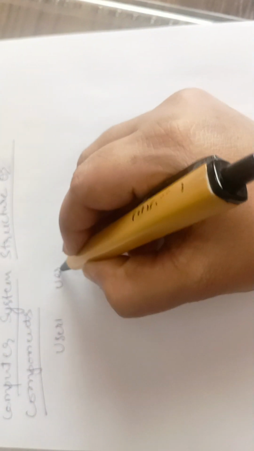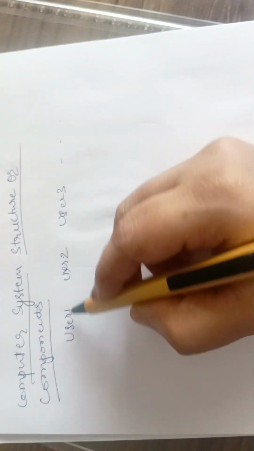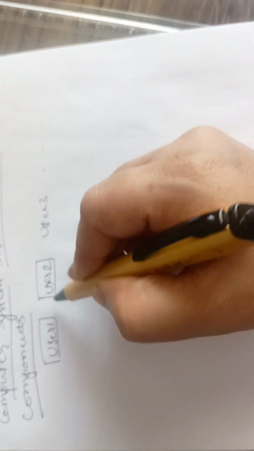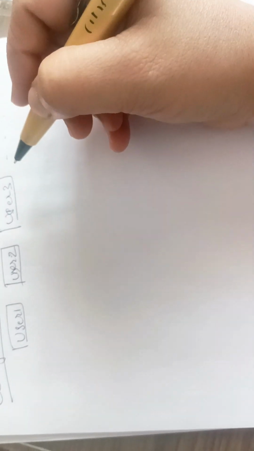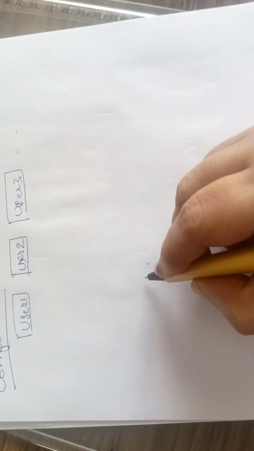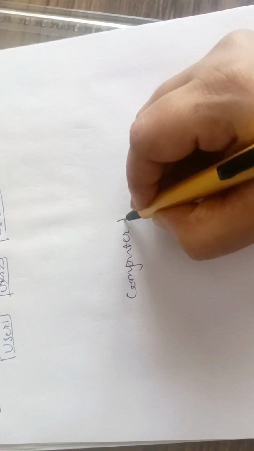First one is, who's going to use the system? That is the users, right? Any number of users can use it, or a single user, it can be anything. So user 1, user 2, user 3, like this, any number of users. Now what they are using is the system. Within that system, first is the computer hardware. The main component is the computer hardware.